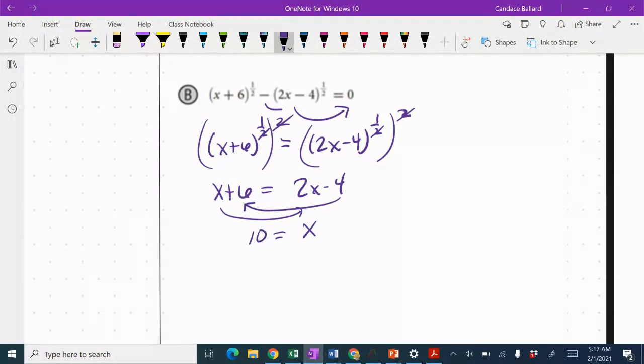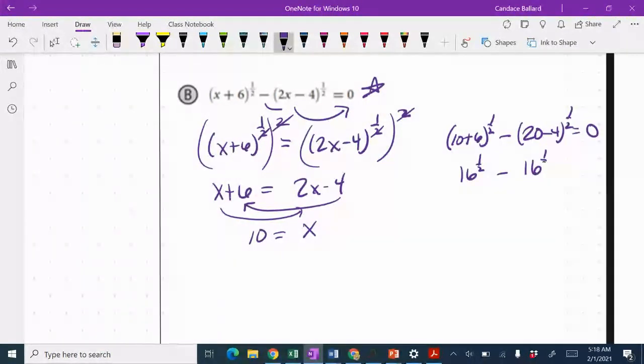I am going to double check to make sure that this works. So I'm going to put it back into my original. So let's see, I have 10 plus 6 to the 1/2 minus 20. 2 times 10 is 20 minus 4 to the 1/2, and we're checking to see if it equals 0. So that's 16 to the 1/2 minus 16 to the 1/2, and we end up with that definitely looks like 0.